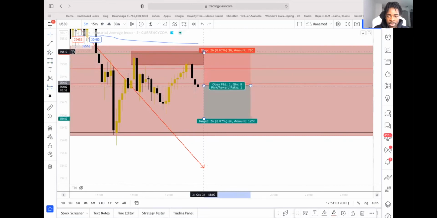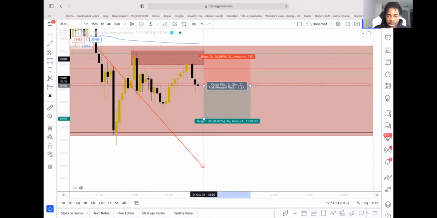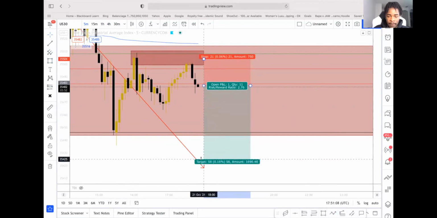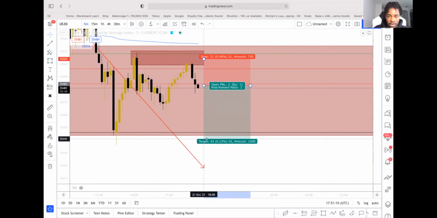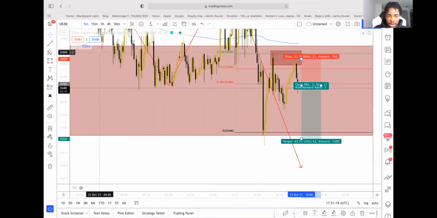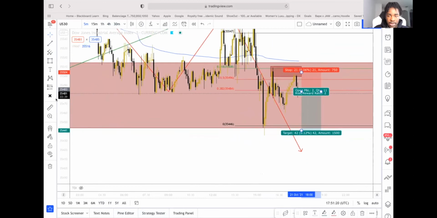You can put your stop loss above the double top pattern and go for your pips. First TP could be the 1-to-2 ratio, 42 pips. You got multiple TPs.